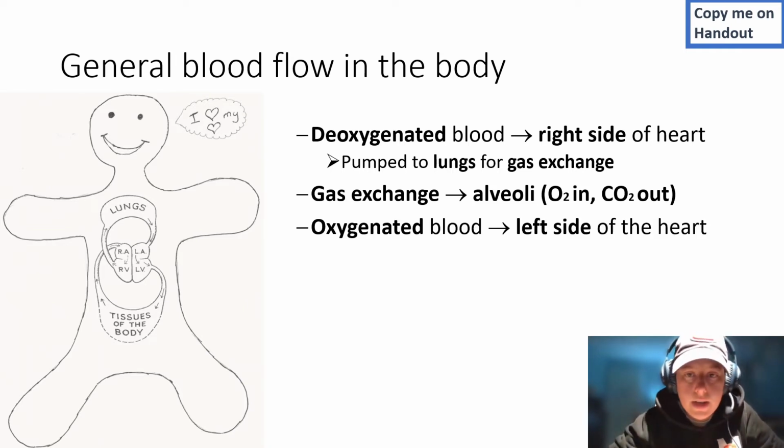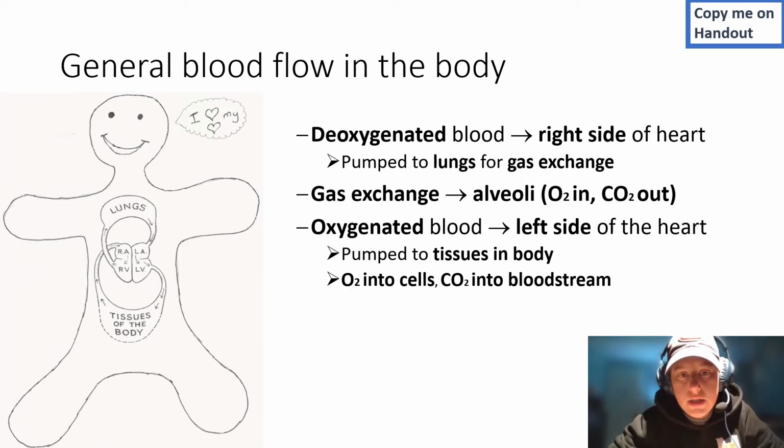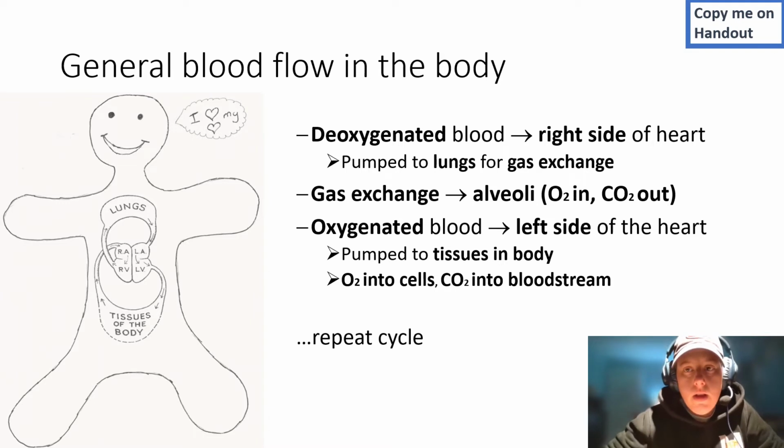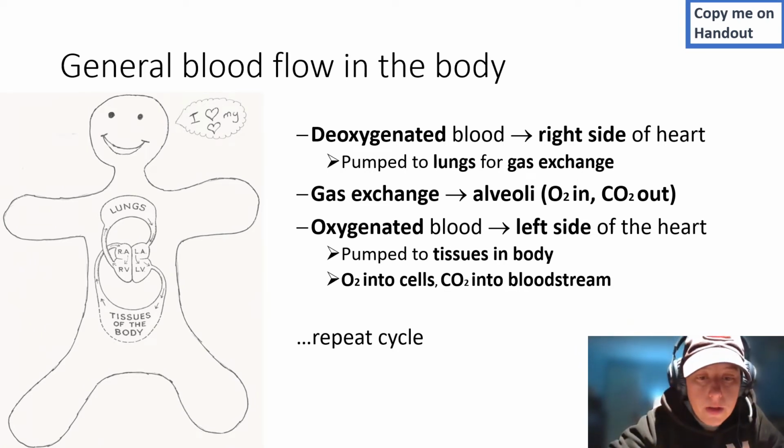The oxygenated blood then goes to the left side of the heart and is pumped into the tissues around the body. Once the blood gets to those tissues, the oxygen goes into the cells because you need that for cellular respiration, and the carbon dioxide goes into the bloodstream because that is, again, the waste product of cellular respiration. And the cycle repeats. So again, the whole purpose for the blood circulating to all of the cells of the body is so that you have the oxygen needed for cellular respiration.